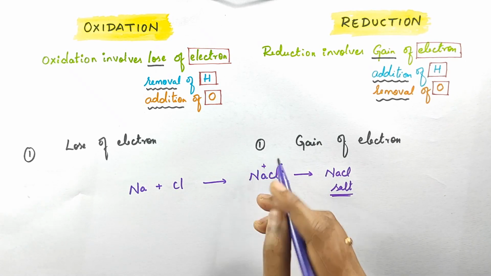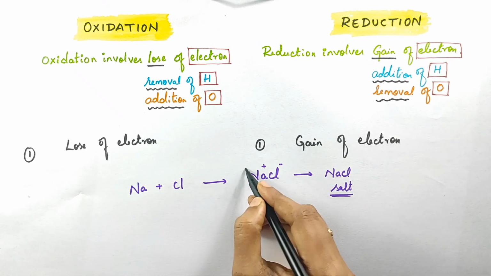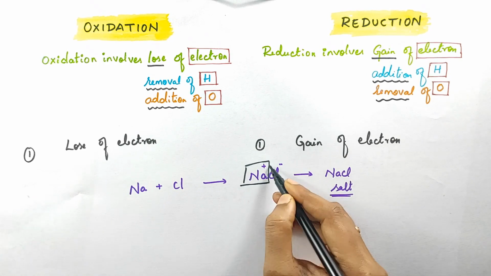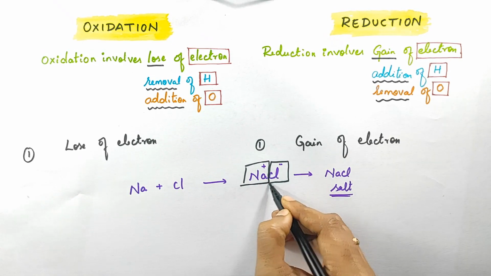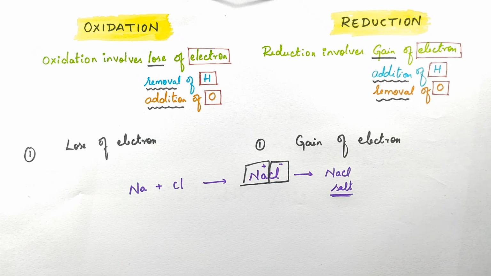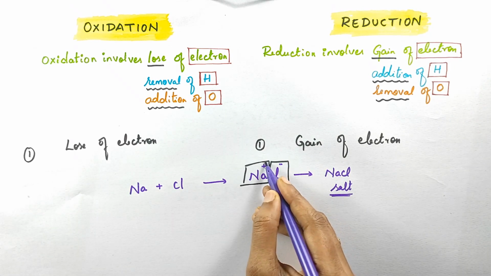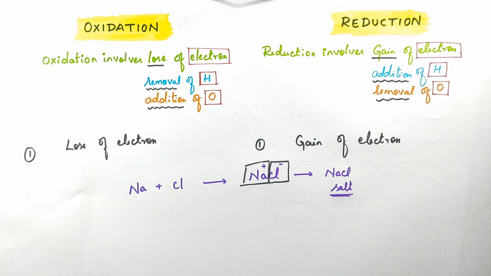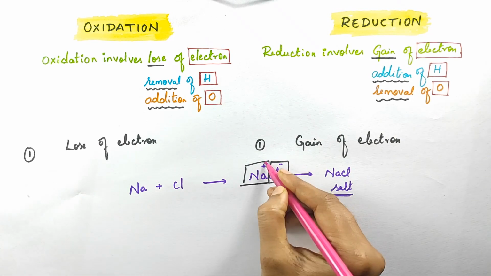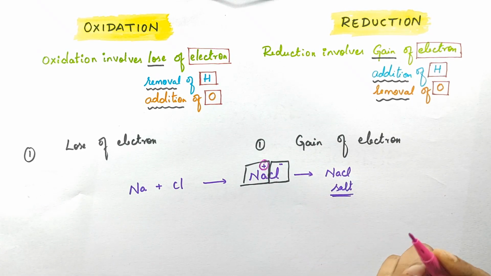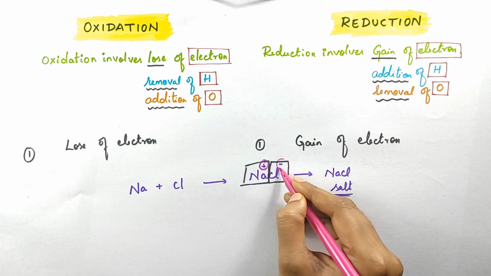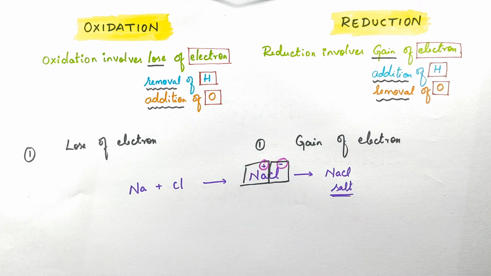How does this sodium get a positive charge? How does this chlorine get a negative charge? Let's see. The positive sign on the sodium indicates the loss of electron, and the negative sign indicates the gain of electron.